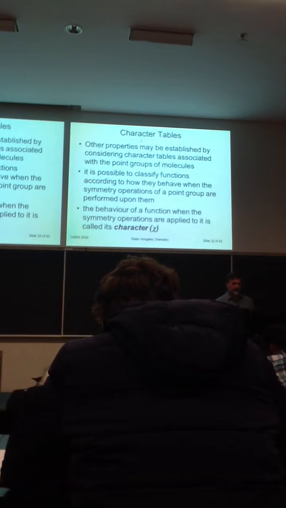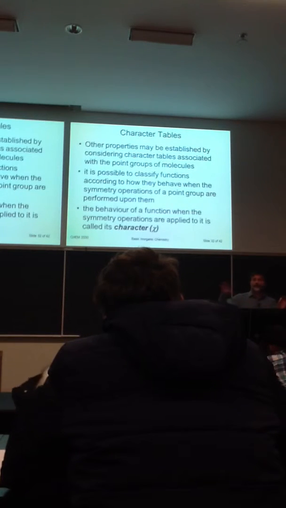The character tables are associated with the point group. So when you get a particular point group, it then has an associated character table. The properties are established by considering these character tables for the point group. Okay? So the point group essentially gives you a label for the symmetry of the molecule, and then you look at the character table that says how that particular group behaves.